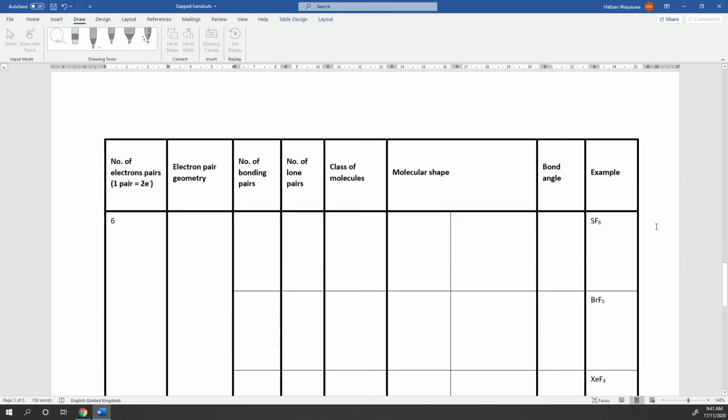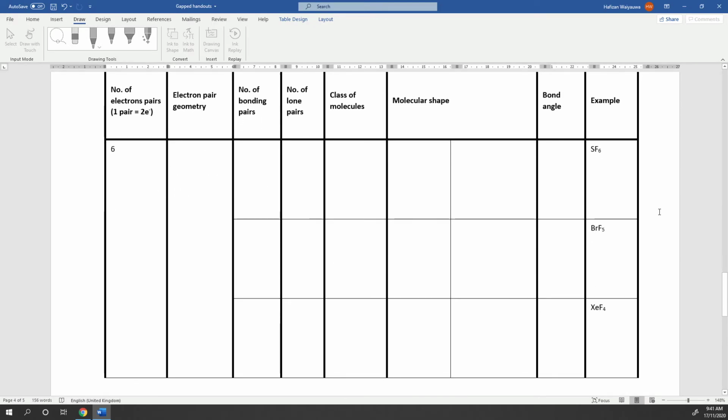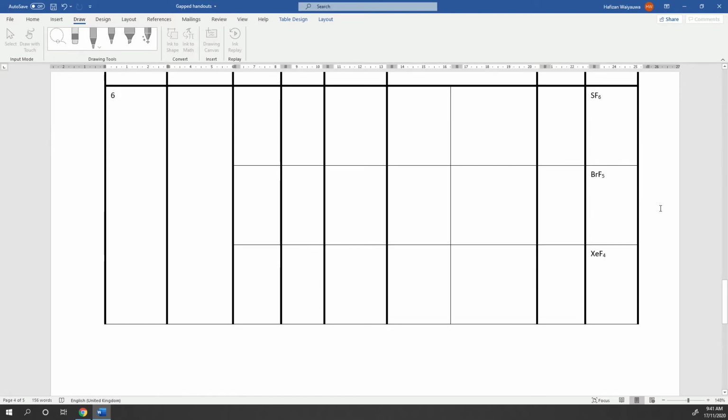Kalau ada 6 pula. Because in your syllabus, kita belajar sampai 6 je. But you can have 7, you can have 8. 9, I don't think so. Susah lah sikit. You can have sampai 8 ada. That one nanti kalau you guys belajar transition metal. Okay, so now 6 is very simple. Kita akan dapat octahedral.